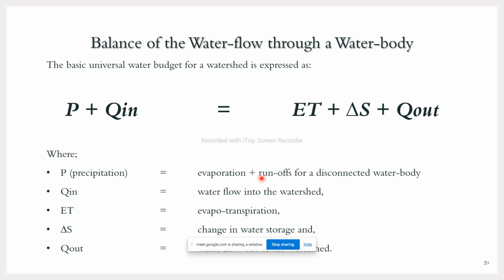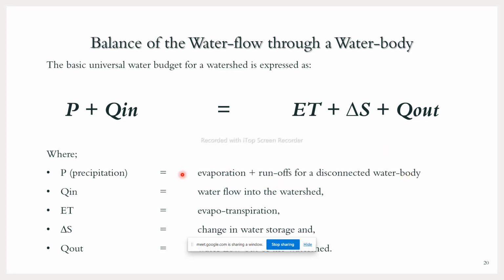For a disconnected water body, this is a summation of evaporation plus runoff. Runoff basically is the overflow. Why is it disconnected? Because here the normal infiltration or outfiltration are not occurring, or the water body is basically full. So the level is not changing. So whatever precipitation comes into the picture, that is going out either through evapotranspiration or by overflow.